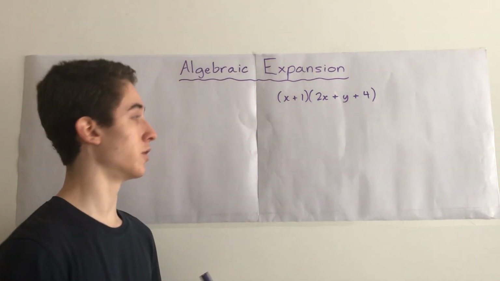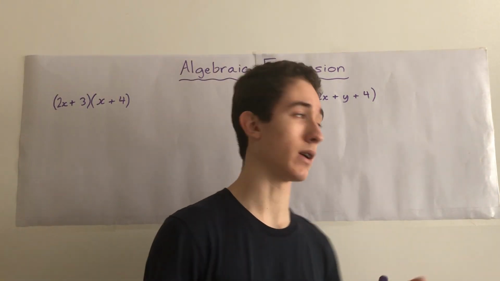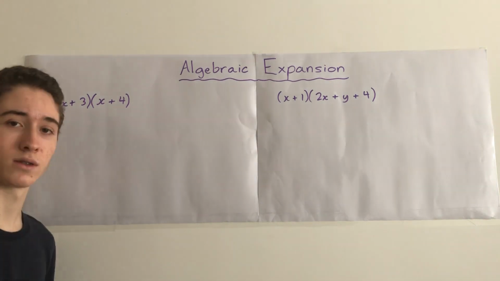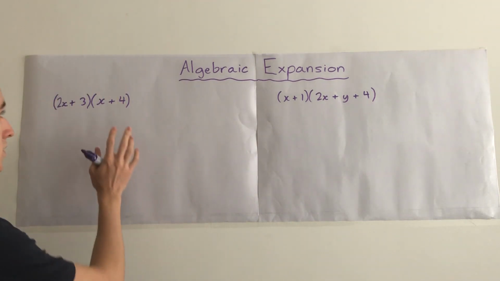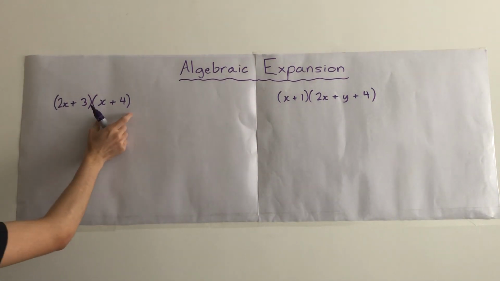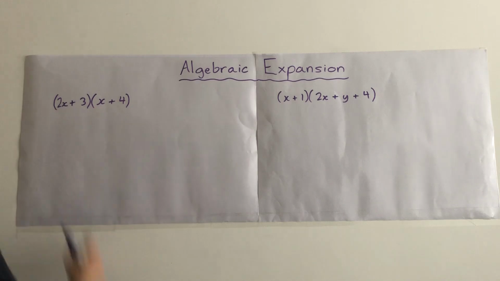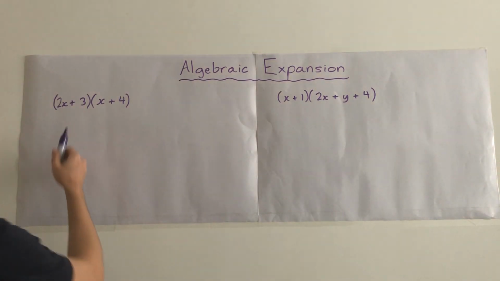And today we're going to be going over some more advanced concepts in algebraic expansion and some shortcuts as well. So to begin with, let's review a little bit of what we saw in the last video. When we have two binomials multiplied by each other, we can use the distributive property to expand this.